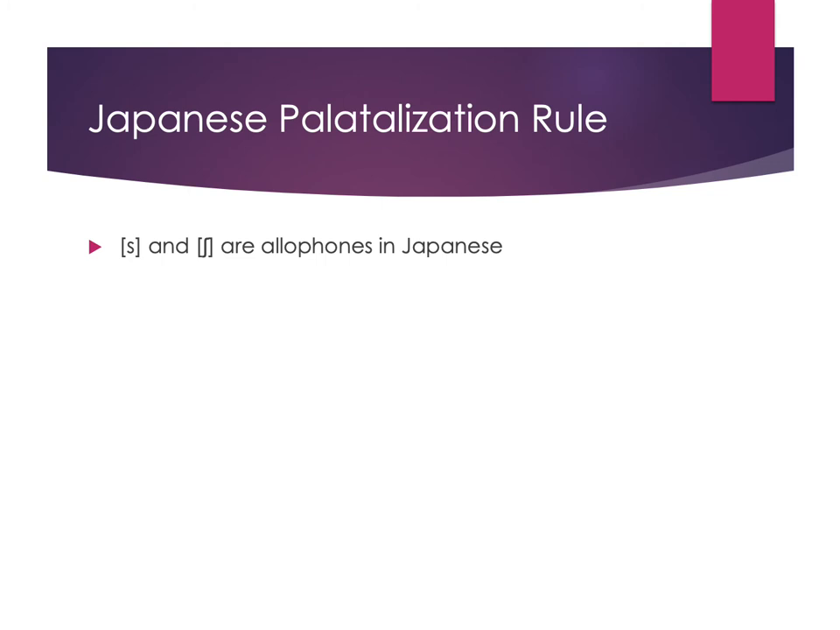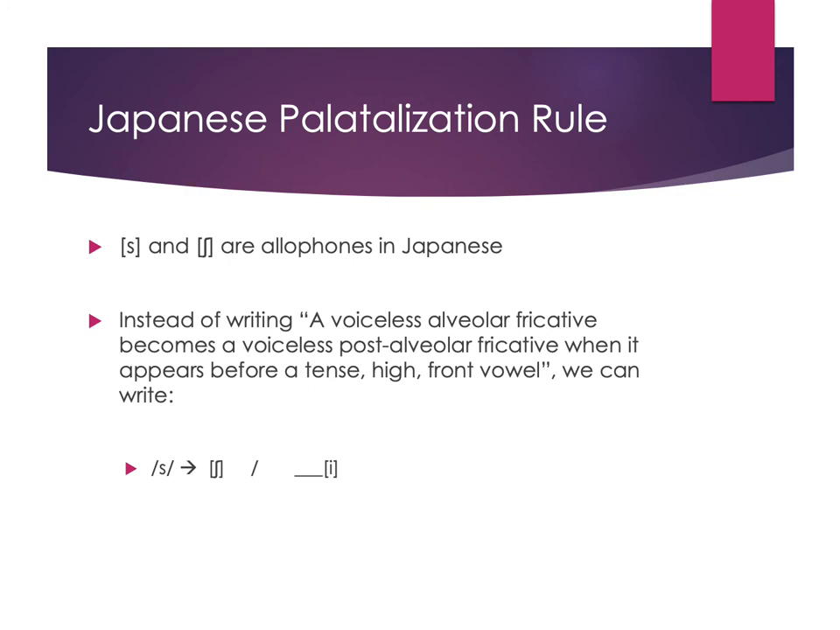to appear. And so instead of writing out, using features, all of the things that are happening, instead of saying a voiceless alveolar fricative becomes a voiceless post-alveolar fricative when it appears before a tense high front vowel, we can instead, since it's just one single sound change, use the symbols themselves to represent this. So our s sound is in the slash brackets as the underlying sound. And we have our arrow for becoming. And then in brackets, we have our sh sound, because that's what we're hearing in this environment.